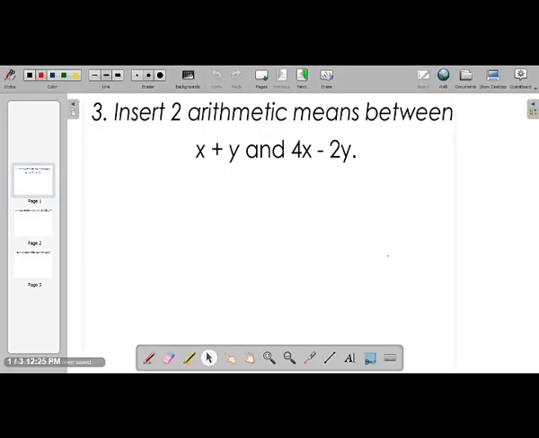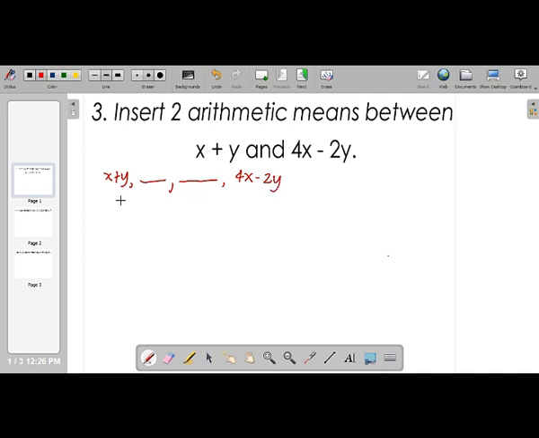Now let's go to example number 3. For example number 3, we're going to insert two arithmetic means between x plus y and 4x minus 2y. The first thing that we have to do here is the same as before. We form an arithmetic sequence. So this is going to be x plus y, and then two blanks, because we are inserting two arithmetic means. Okay, and then the expression 4x minus 2y.